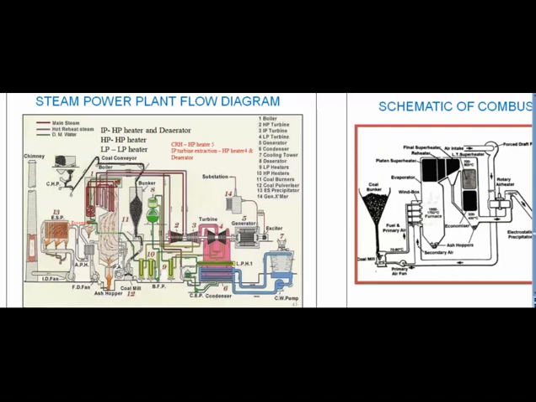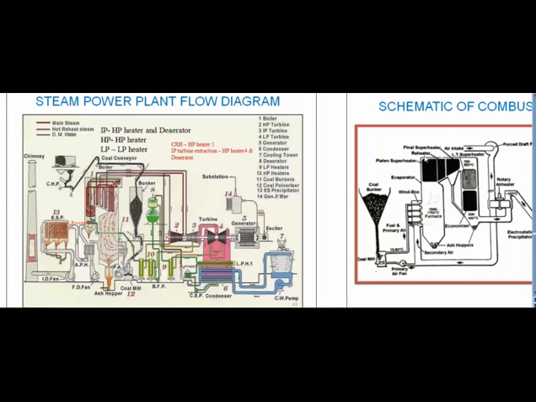Here also you can see that the FD fan, the secondary air through the FD fan, passes through the air preheater, where it gets heated by the incoming stream of flue gas. This heated air, secondary air, which is also known as combustion air, is supplied to the furnace. A negative draft of -10 mm of water column is maintained inside the furnace.